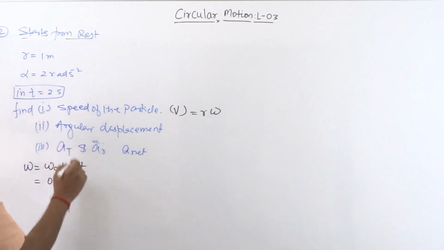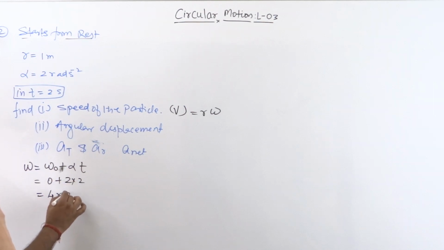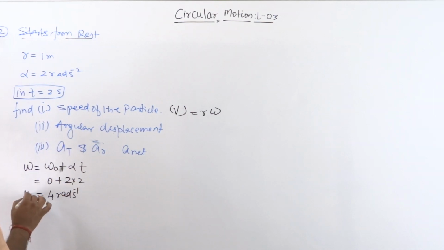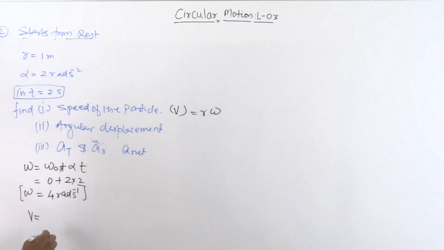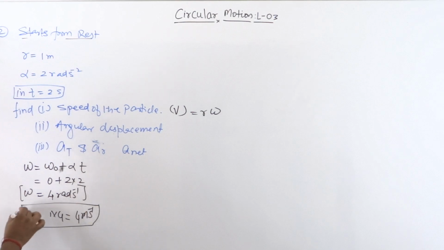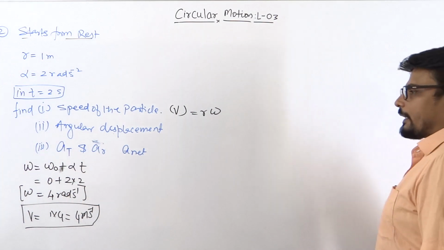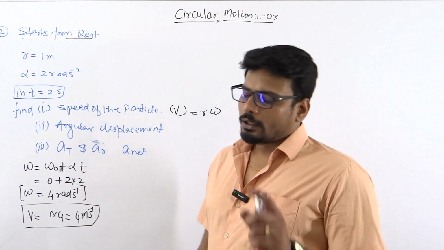Alpha is given as how much? 2. Time is also given as 2. That means omega should be 4 radian per second is your omega. Now, since I've got to know the value of omega, I can easily find the value of V, which means V is going to be R times of omega, R being just 1 meter, 1 times of 4, that's going to give you 4 meter per second. Ensure you write the proper units. When I'm talking about the velocity, speed, linear, it has to be the meter per second. And when I'm talking about the angular, it has to be the radian per second. You have to be careful with that.